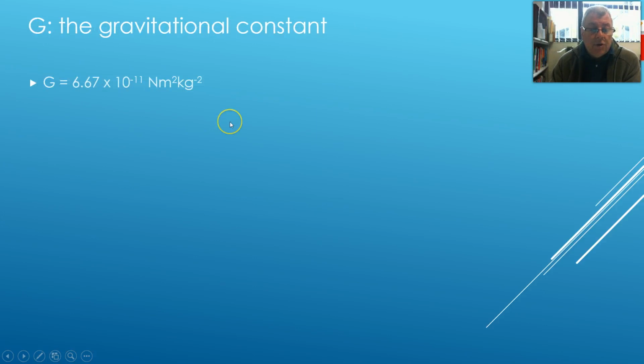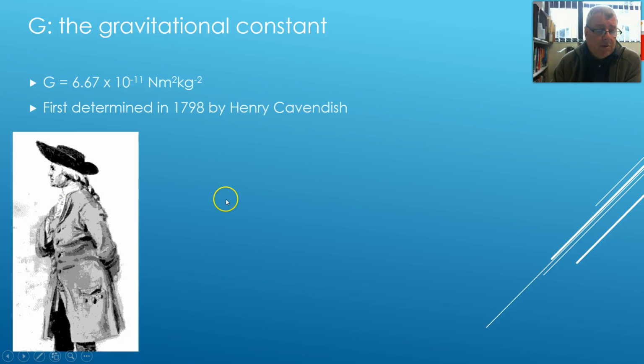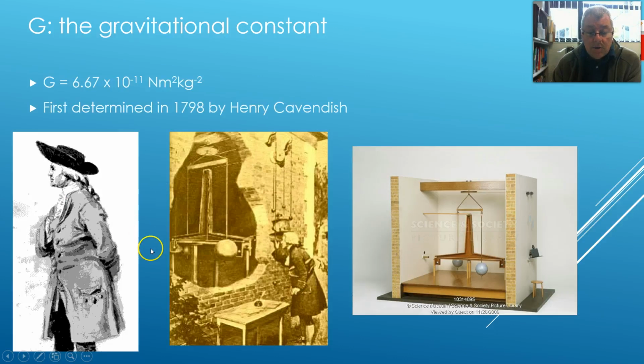Right, now the gravitational constant. How was that worked out? Well, it was first determined in 1798 by Henry Cavendish, which is a fair while ago. And the system he used, that's what he looks like, no photographs back then, was a torsion balance.